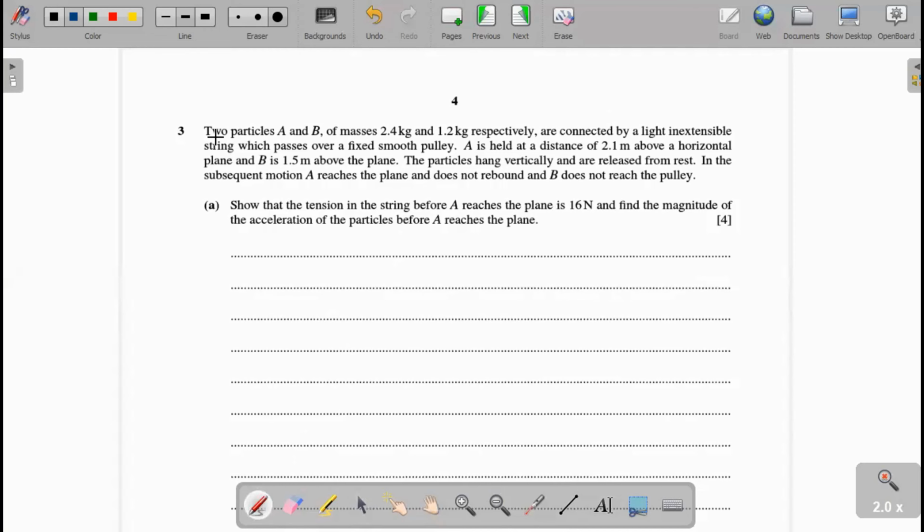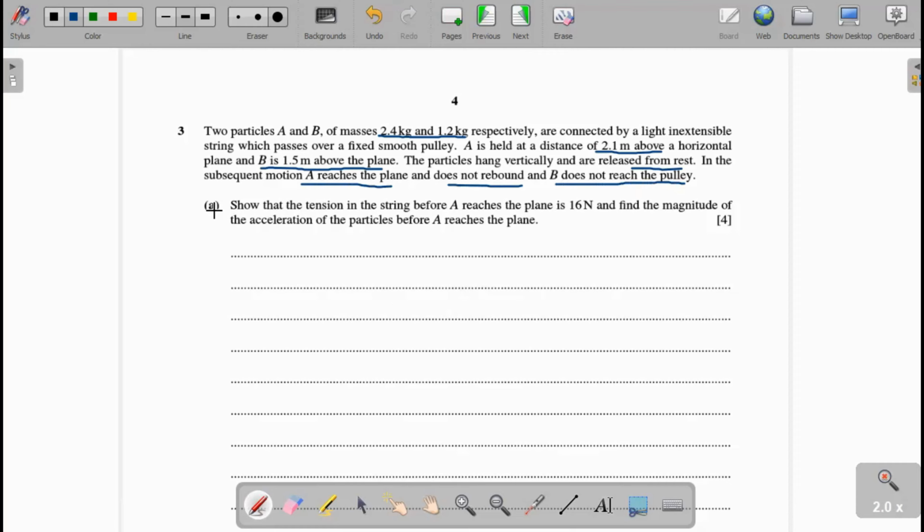In question 3, two particles A and B, masses 2.4 kg and 1.2 kg, are connected by a light inextensible string which passes over a fixed smooth pulley. A is held at a distance of 2.1 meters above the horizontal plane and B is 1.5 meters above the plane. The particles hang vertically and are released from rest. In the subsequent motion, A reaches the plane and does not rebound, and B does not reach the pulley.